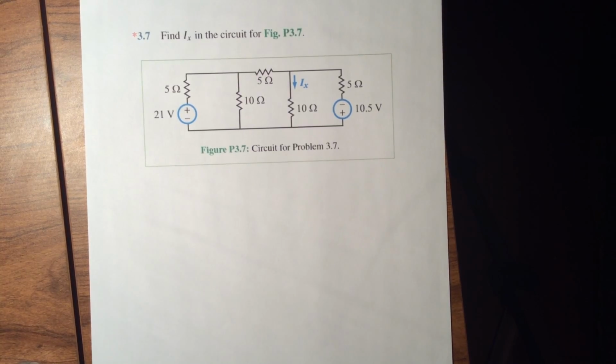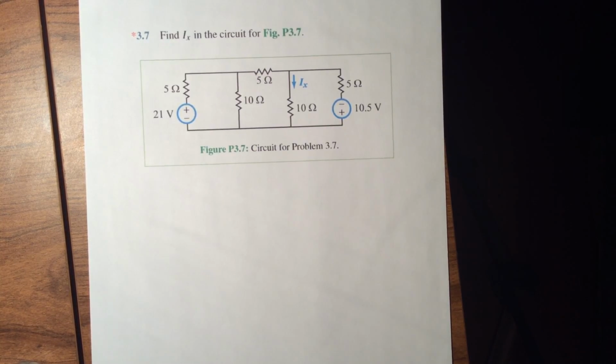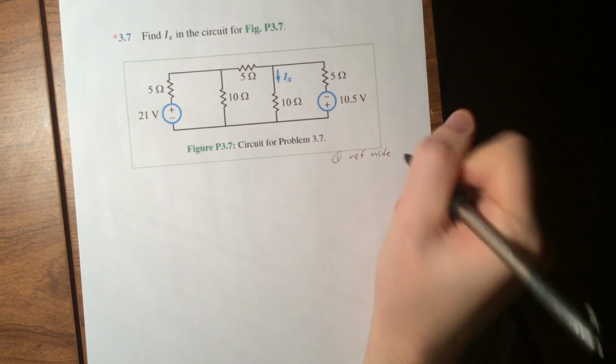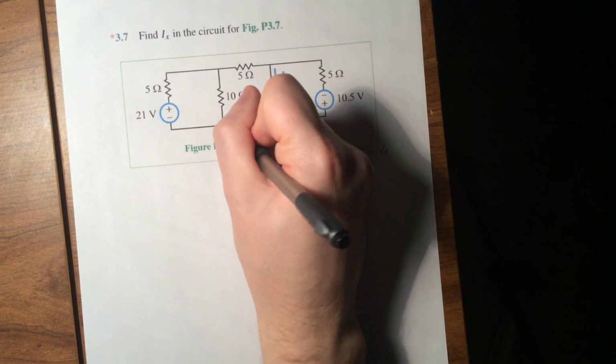So for this one, we have 3.7. Find Ix in the circuit. Cool, this one's not too bad either. So we're going to do our normal steps. 1, reference node. All right, I'm going to take here.